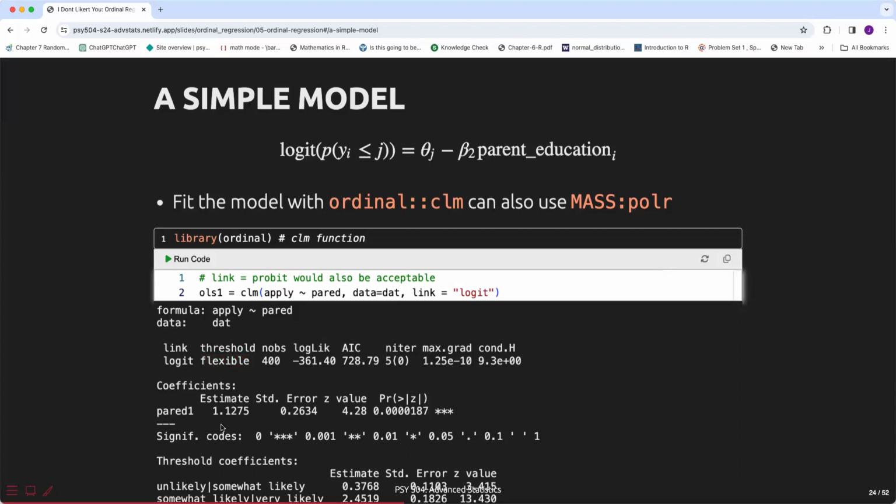What's weird about the output from these types of models is that there are two components. There's a coefficients component, and then there's this threshold coefficients component. I want to go through each of those so we understand what they are.